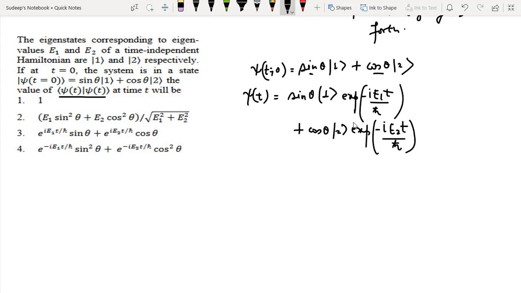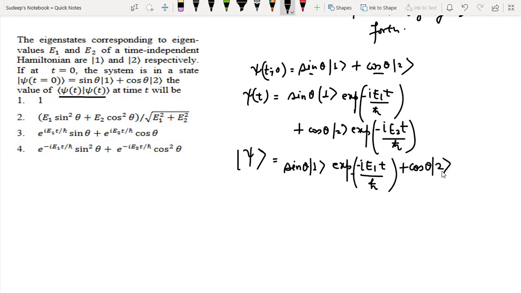Okay, I know this already. So this is how my psi t would be. If I want to write it in ket notation, it is simply sin theta ket 1 exponential minus i E1 t upon h bar plus cos theta ket 2 exponential minus i E2 t upon h bar. So this is my wave function at any later time t.